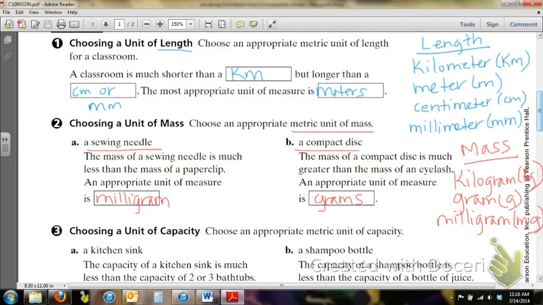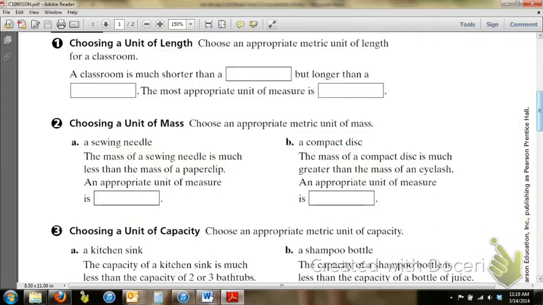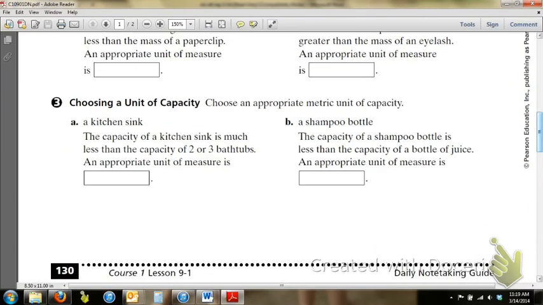Okay, so that's length and mass. Make sure you write all those units down so you know what your options are. We're going to scroll down and do capacity now. Okay, so let's change our color one more time. Let's go purple. Our options for capacity are kiloliter, which will be K and a capital L so it doesn't look like a 1, liter, capital L, and milliliter, which is M and a big L.